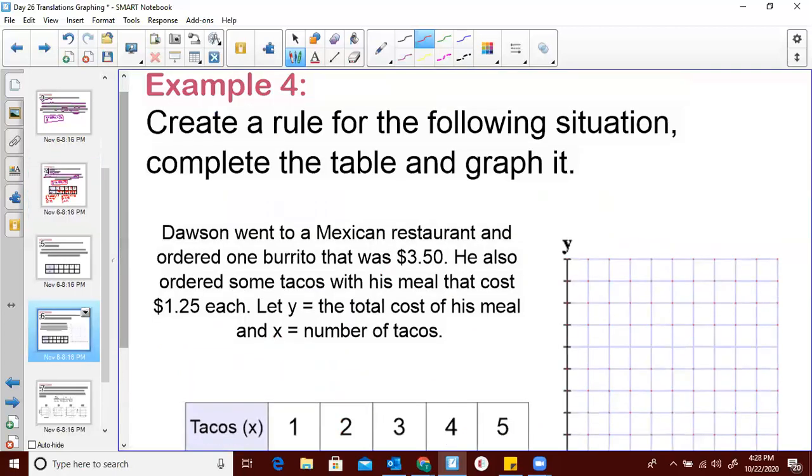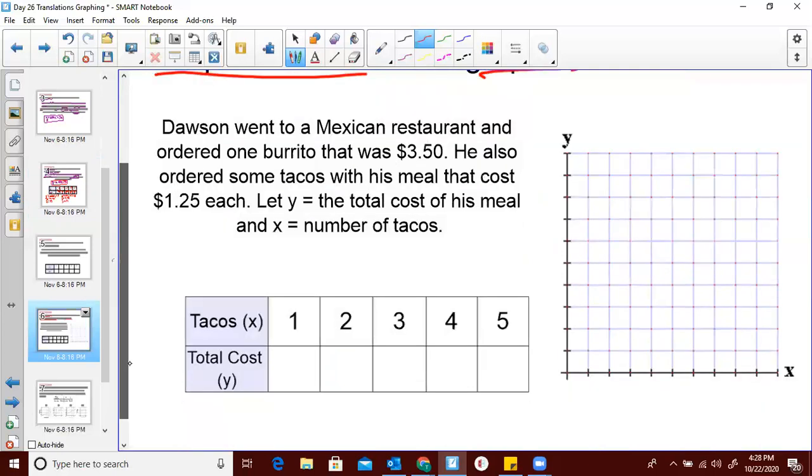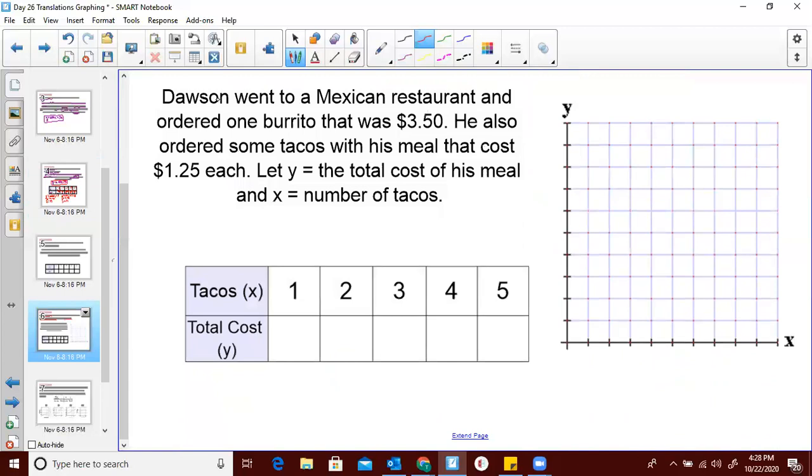All right, so now we need to create a rule, complete the table, and graph it. So we got a lot of things going on. Dawson went to a Mexican restaurant and ordered 1 burrito. That was $3.50. He also ordered some tacos with his meal that cost $1.25 each. Let y equal the total cost of his meal and x equal the number of tacos. So here it tells you explicitly let y equal the total cost of his meal. Sweet, y is total. It also tells you down here that y is the total cost. Then it says let x equal the number of tacos. Here we have x equals the number of tacos.